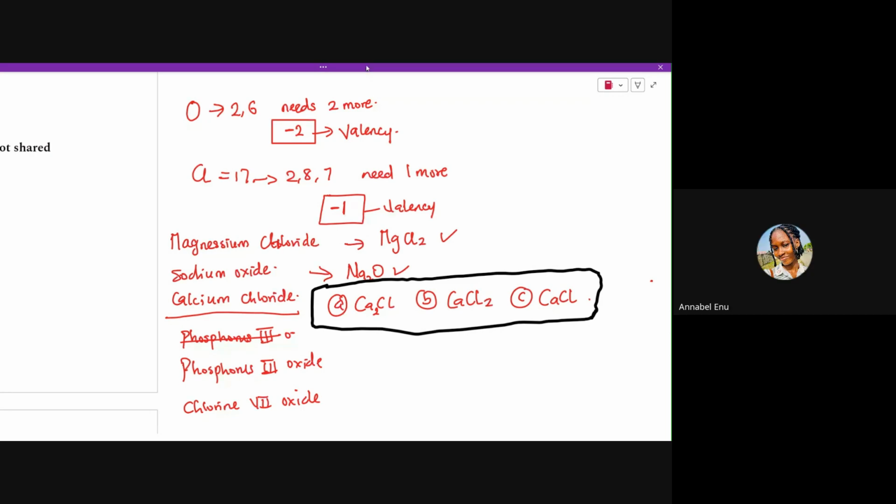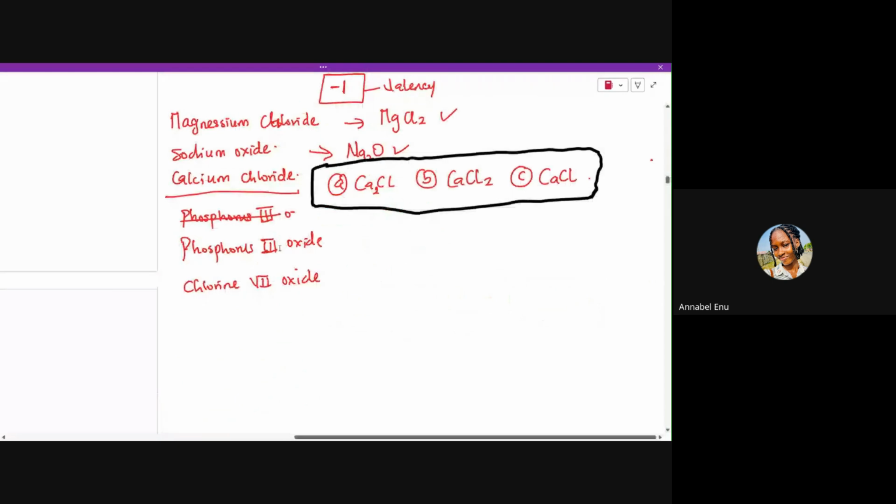And the next one is phosphorus 3 oxide. Now when we see questions like this, 3 here is telling us the number of oxygen. It's telling us that we have 3 oxygens. So a proper way to write this phosphorus 3 oxide, I will do this one. Phosphorus in the periodic table is 15, and so it's going to be 2, 8, 5, and then it needs 3 electrons. So the valency is 3. And oxygen is 2. We have already said that.